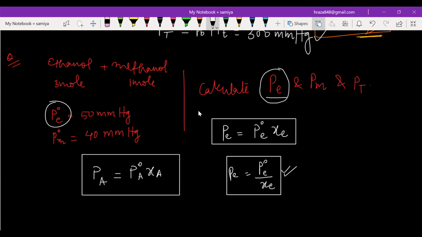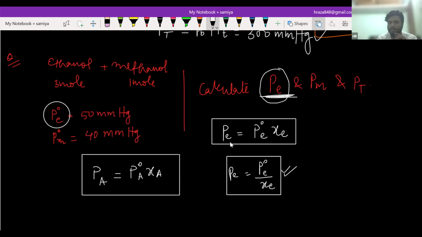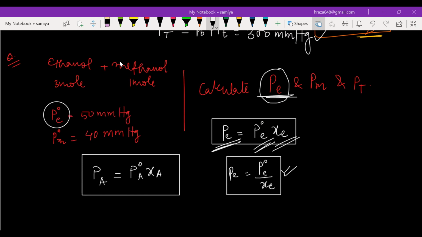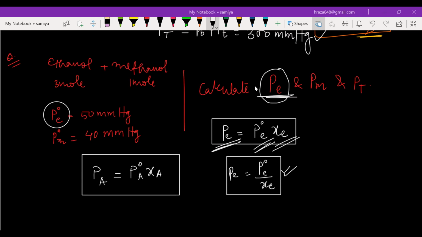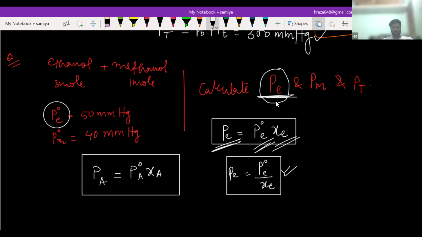Sir. So this is given, and you have been asked this. So the partial pressure of ethanol will be the pure pressure of ethanol into the mole fraction of ethanol. Please do it again. Madhiha, any answer from you? Sir, I'm doing it. Okay, I think the first part can be calculated.